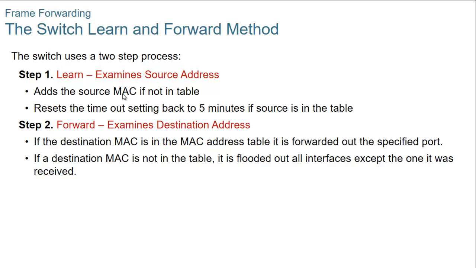Step 2 is forwarding. So it will examine the destination address. If the destination MAC is in the MAC address table, it is forwarded out the specified port. If the destination MAC address is not in the table, it is flooded to all interfaces except the one it was received on.